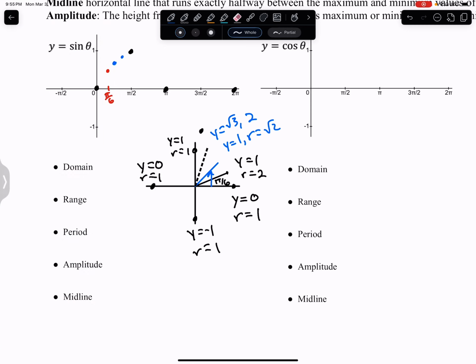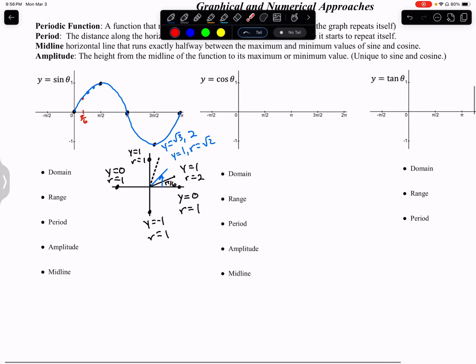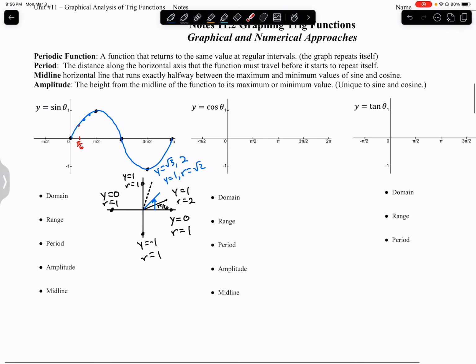So hopefully you can see that this is curving, like so. And if we continued over here, we would find that it's curving just as gently down, and then it's curving up, like so. This represents one period of sine. A period is the distance along the horizontal axis that the function must travel before it repeats itself.